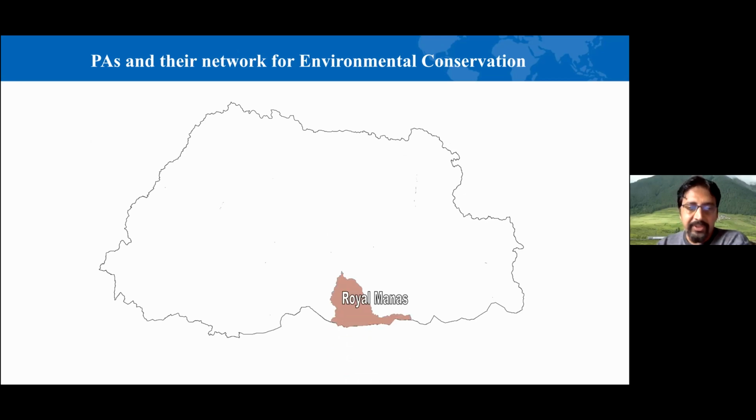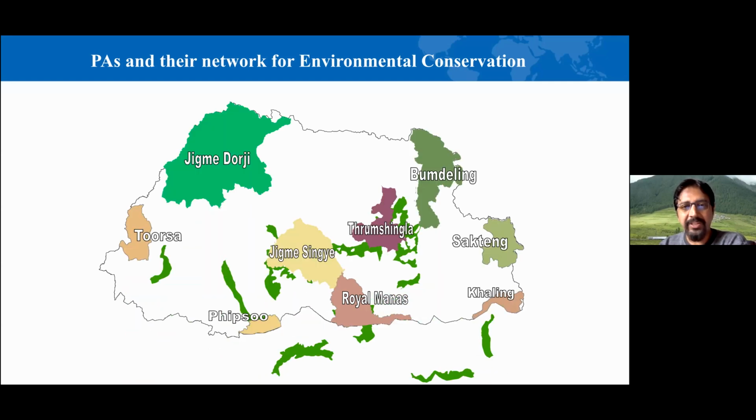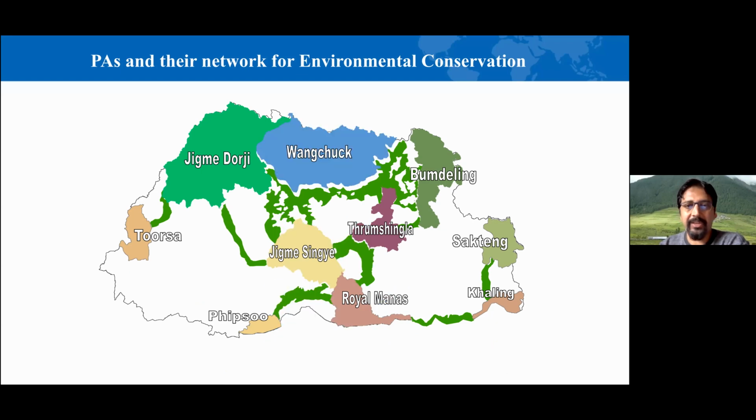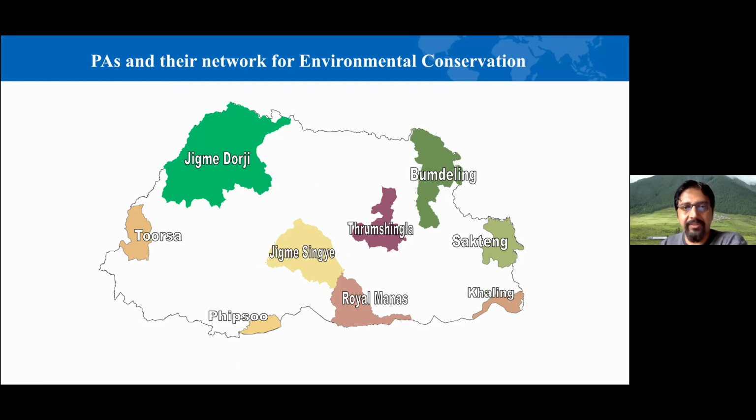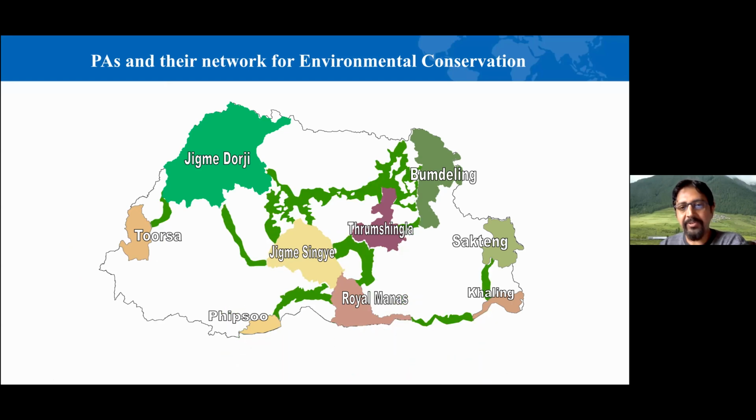Further in the history of forest management, Bhutan started employing the fortress conservation model of the United States. In 1969, Bhutan started establishing protected areas, and until 2008, these different colored areas are the protected areas, and these green areas are biological corridors connecting different protected areas.